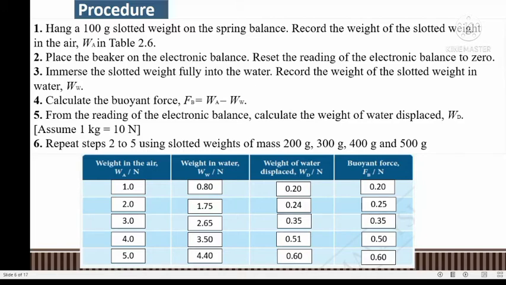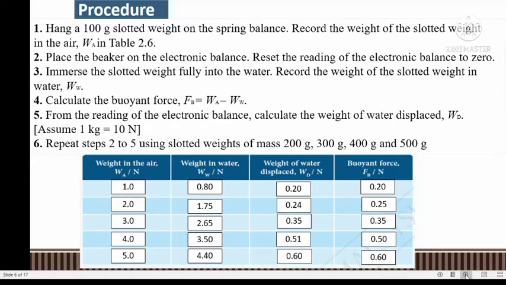Okay, how to get this buoyant force? Buoyant force actually is the difference in weight. Weight in air, WE, minus WW. So we get 0.20. Then you can repeat the steps with 200 gram, 300 gram, 400 gram, and 500 gram, until we get 5 sets of readings.